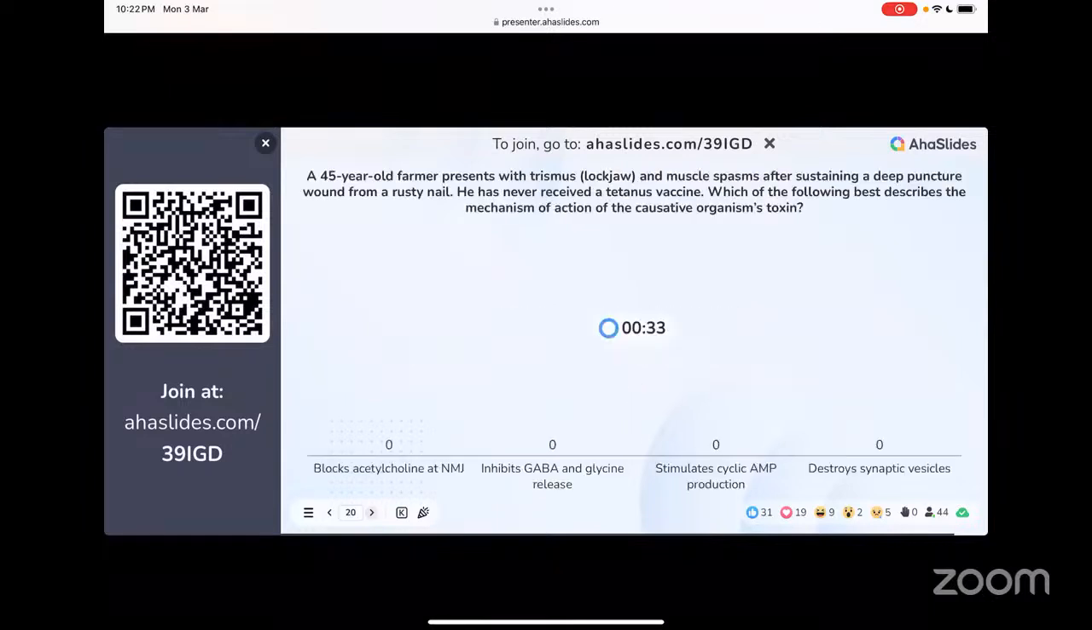A 45-year-old farmer presents with trismus, that means a lockjaw, and muscle spasm after sustaining a deep puncture wound from a rusty nail. He has never received a tetanus vaccine. Which of the following best describes the mechanism of action of the causative organism's toxin?